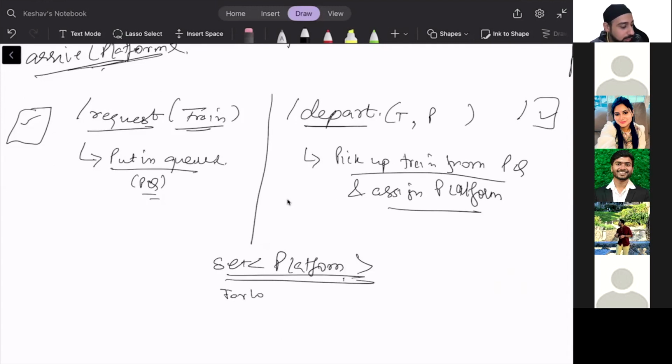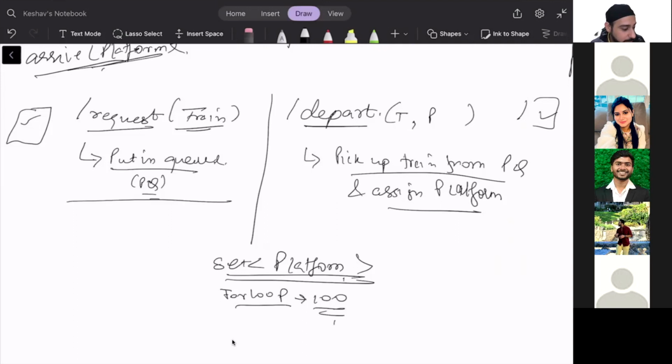You do a for loop. At max there would be 100, it doesn't make a difference. Okay, that makes sense. Then what? So you have a platform. If there is a platform available, whichever platform is available first in this for loop, you just give it back in the response to the train. So there is a platform available, you will respond.